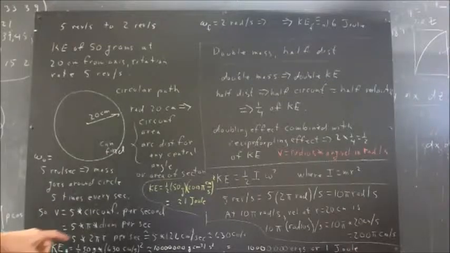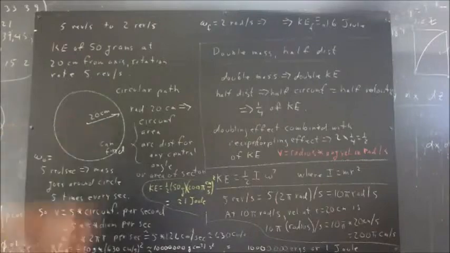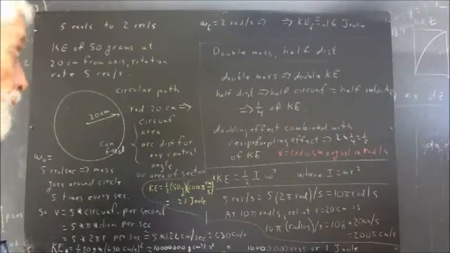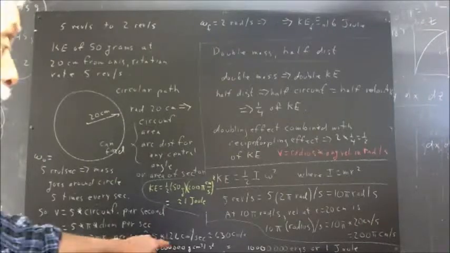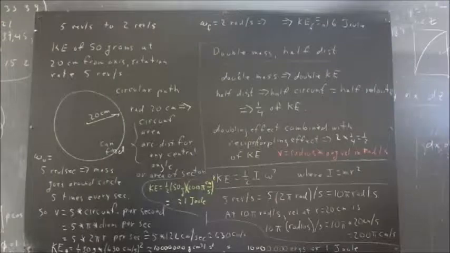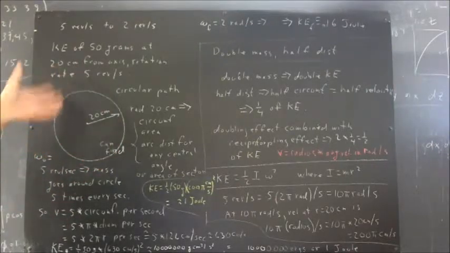Now, 5 times 2 pi r per second. In this case, r is 20 centimeters. And 2 pi r, you can figure it out, is 126 centimeters. So that's 126 centimeters, the circumference of a 20 centimeter circle. Now, when I asked what the circumference was, some people said 120.